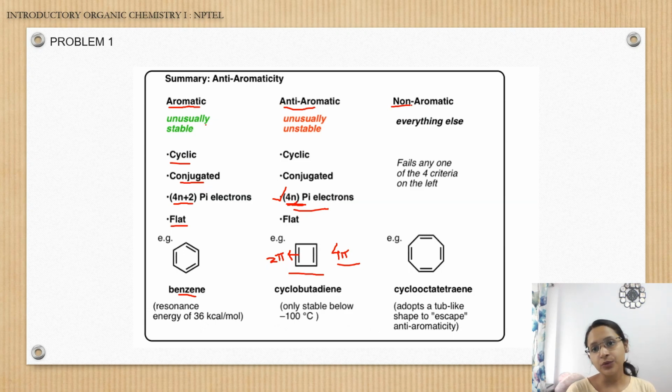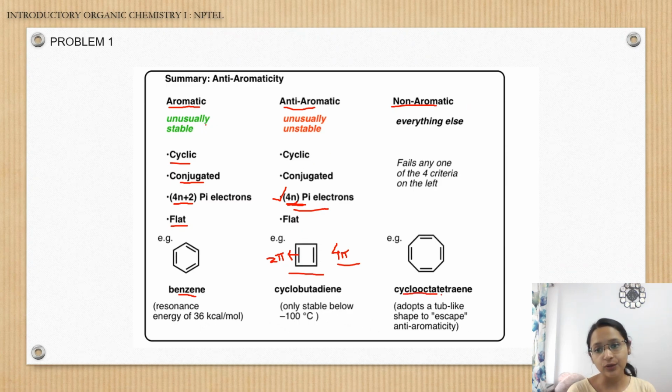Now coming to non-aromatic systems: in a non-aromatic system, one of these four criteria may fail. It may not be cyclic, it may not be conjugated, it may not contain 4n or 4n plus 2 pi electrons, or it may not have a flat structure. So one of the criteria will fail in non-aromatic compounds.